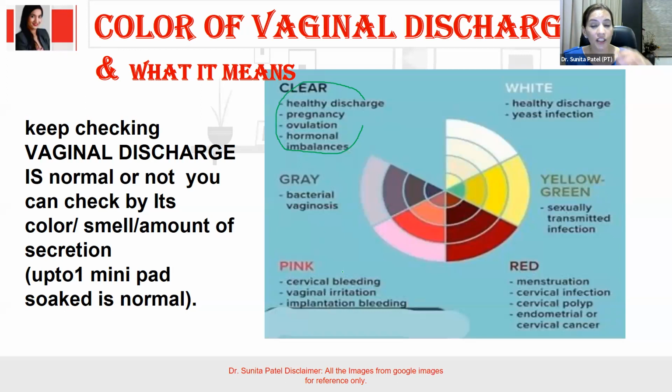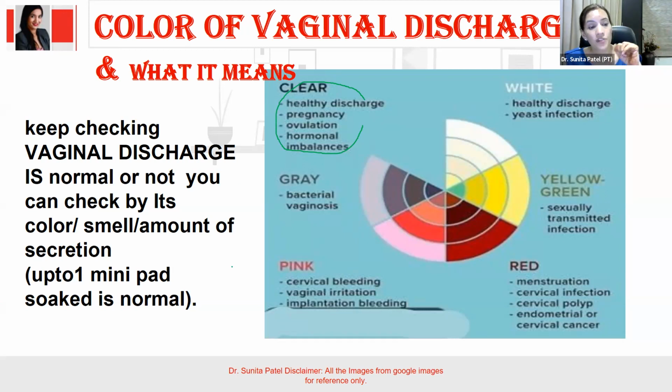The second thing we have to look at is the smell. What kind of smell is coming out? The smell is also very, very important. If a very foul smell is coming, which is not your smell, something different, because we know our smell since childhood, then please go to the doctor. Don't take it easy. Don't take it lightly.